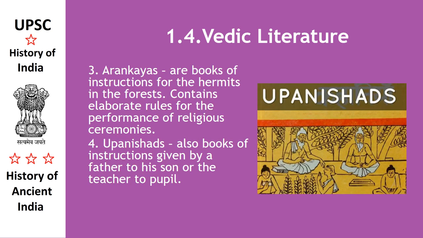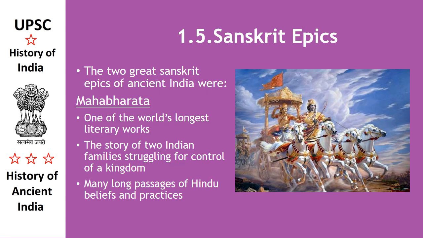3. Aranyakas are books of instructions for the hermits in the forests. They contain elaborate rules for the performance of religious ceremonies. 4. Upanishads are also books of instructions given by a father to his son or a teacher to a pupil. Sanskrit epics. The 2 great Sanskrit epics of ancient India were the Mahabharata, one of the world's longest literary works. The story of 2 Indian families struggling for control of a kingdom. It contains many long passages of Hindu beliefs and practices.